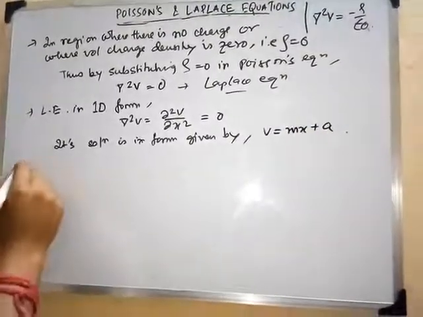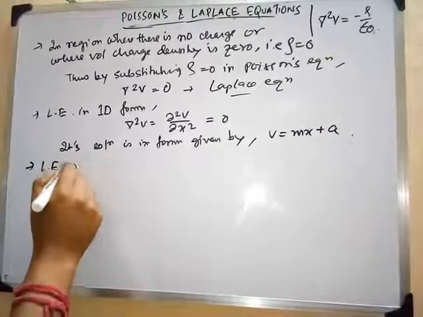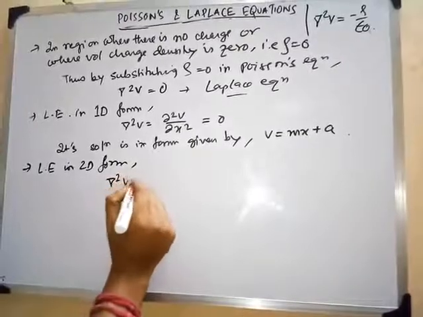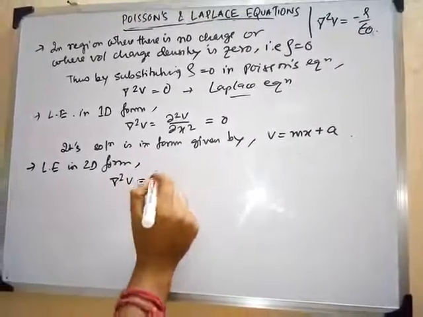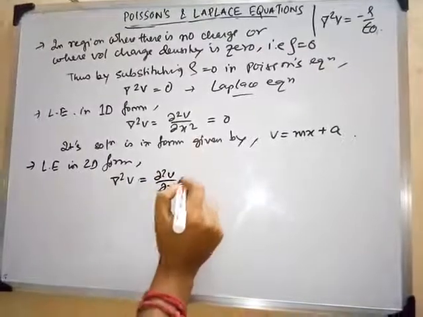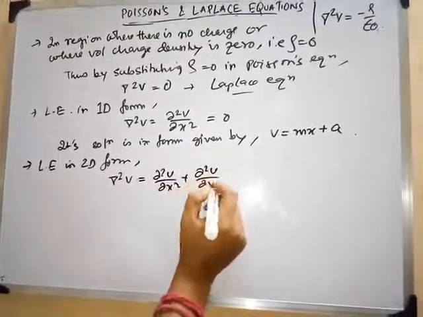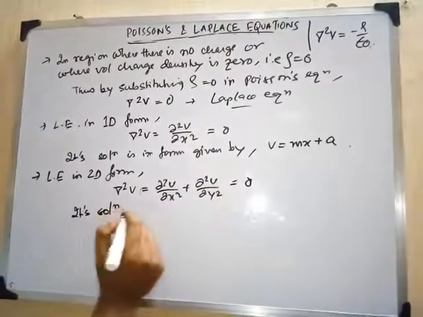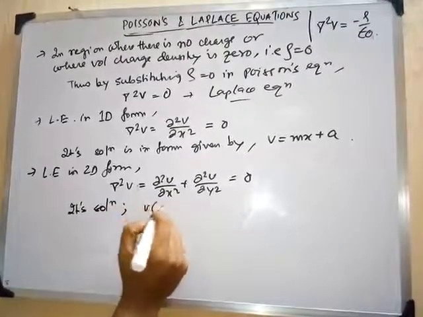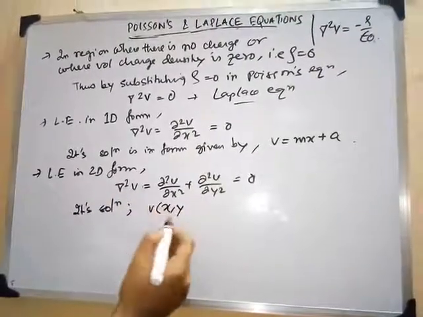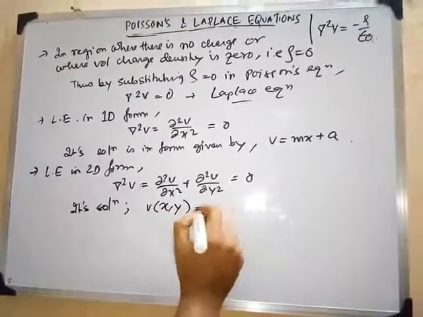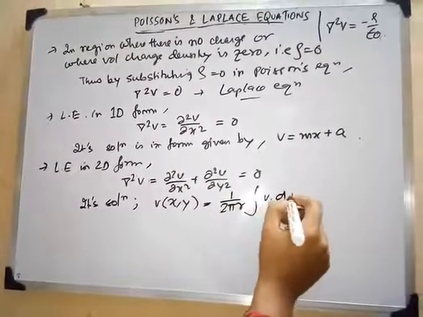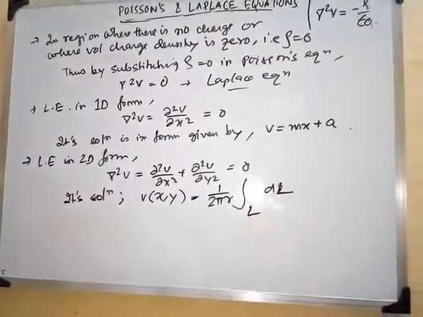Now let us see another one, the Laplace equation in 2D form. In 2D form we will have del square V, that is del 2V by del x square plus del 2V by del y square, equals 0, and its solution will be V of x, y. See, in 2D form we have two different variables, x and y. That will be equal to 1 by 2 pi r times the integral of V dl.